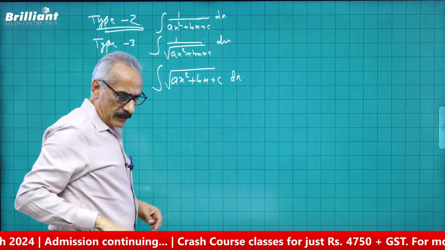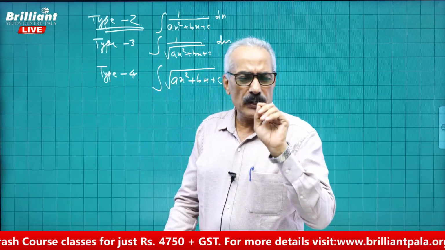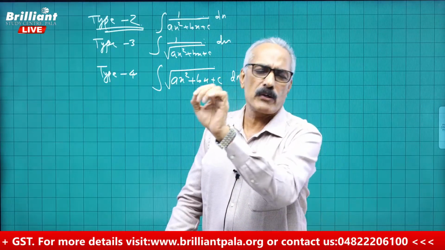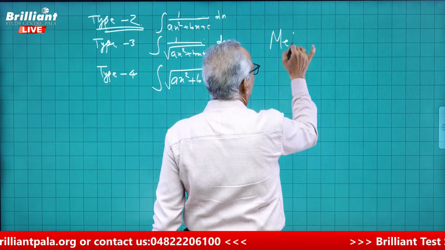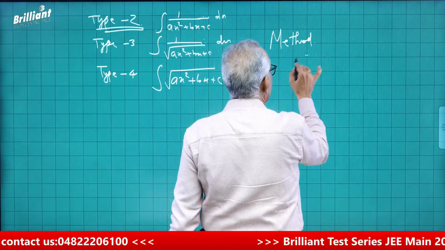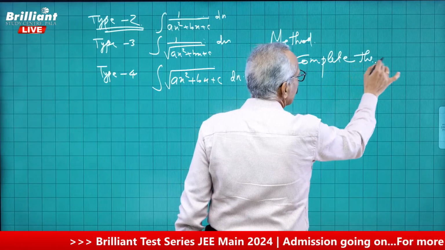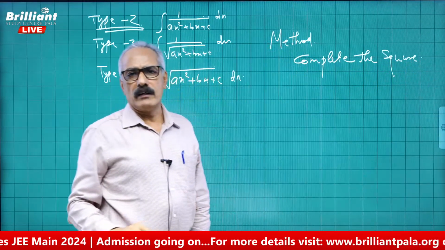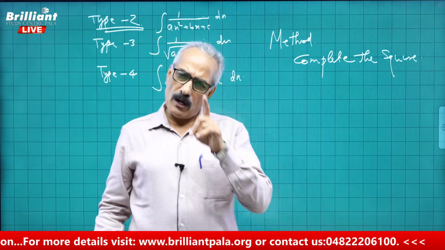Observe your question. If your question is 1 divided by second degree, or 1 divided by root of second degree, or it is root over second degree, the method is the same. Method for all is completing the square. Where have you learned this? You learned it in quadratic equations. You know how to complete it.